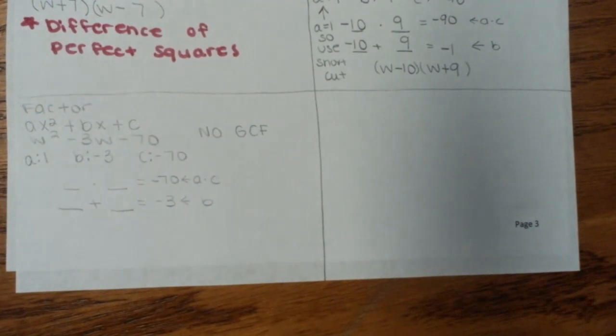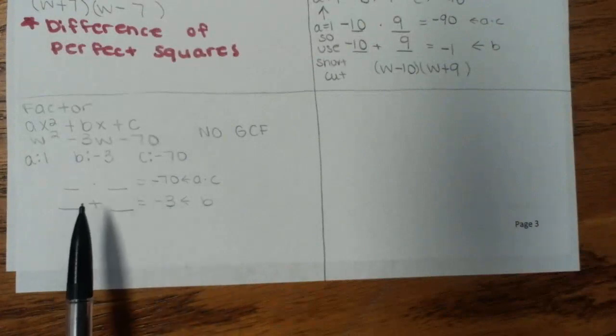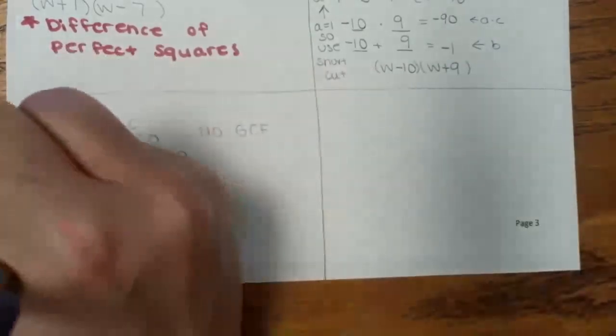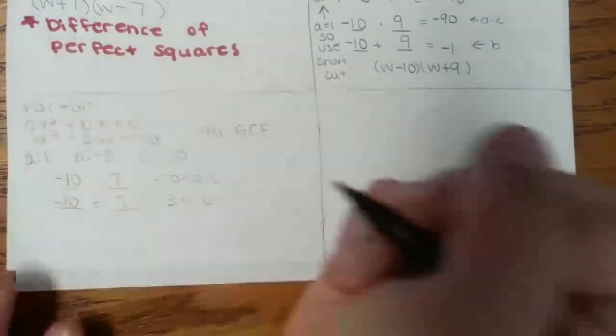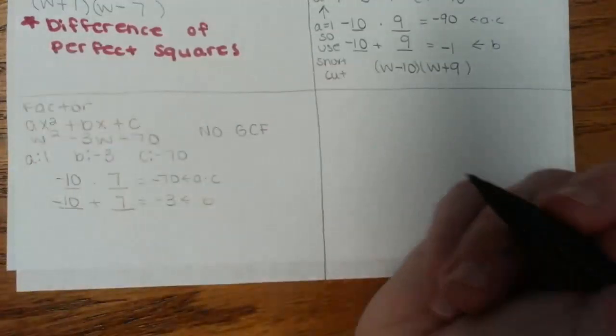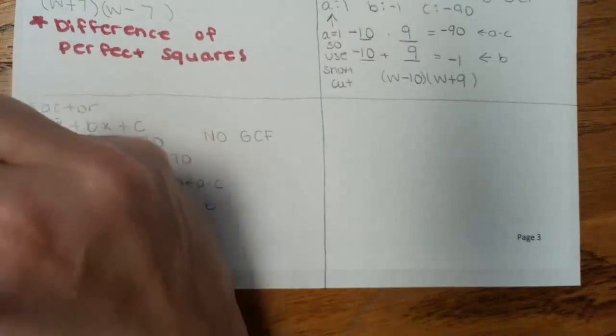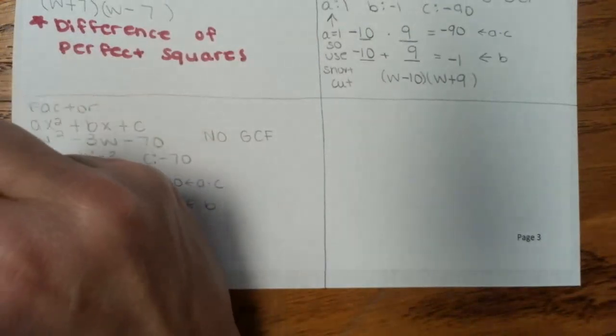So I'm thinking 7 and 3, so negative 7, no, to give me negative 3, 7 and 10. So negative 10, positive 7 would give us negative 70. Negative 10 plus positive 7 would give us negative 3. Thankfully, our a value is 1, so we can use our shortcut.